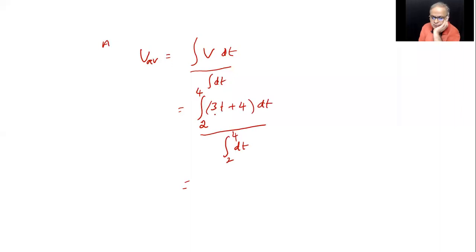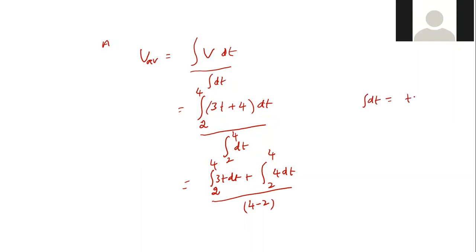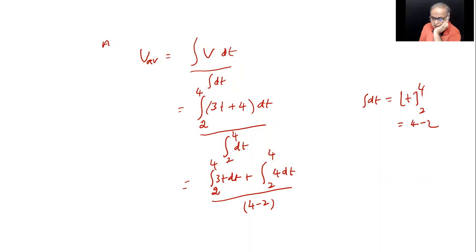Now, we can split. Integral 3t dt plus integral 4 dt by integral dt. Shall I write straight away 4 minus 2 here? Why? Integral dt is t between 2 and 4, so 4 minus 2. I can reduce the calculation, children. That's the reason I just wrote it like that. Is equal to integral 3t dt plus 4 dt from 2 to 4, by 2, right?